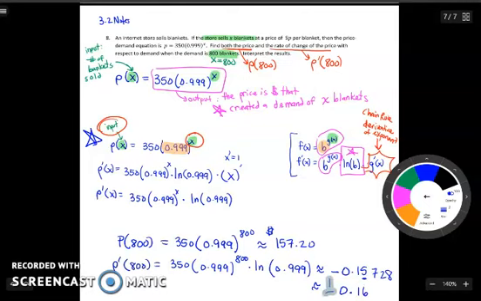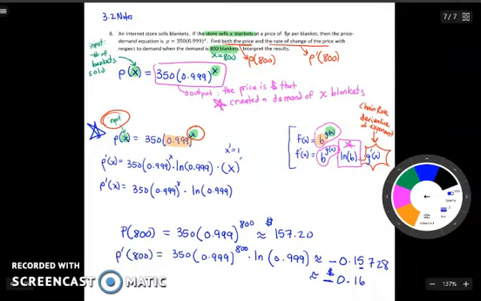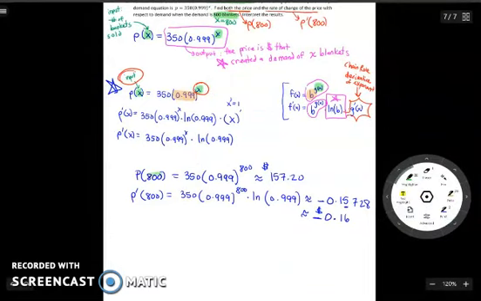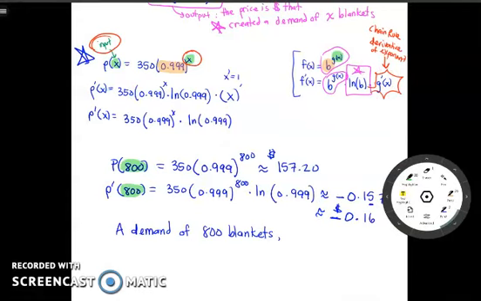So here my derivative, my rate of change, is negative. So I have to be careful when I go to interpret. So let's go ahead and do our interpretation. In both of these cases, my input is 800 blankets. And that input was representing a demand. So I'm going to start my interpretation by saying a demand of 800 blankets, what? Well, it corresponds to this output, which was the price.